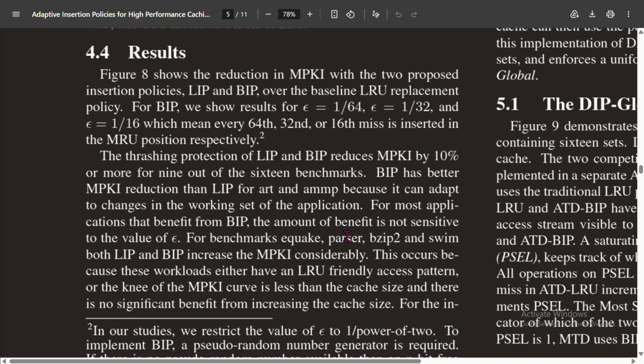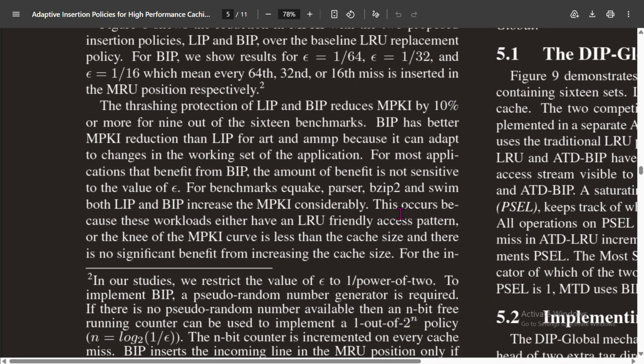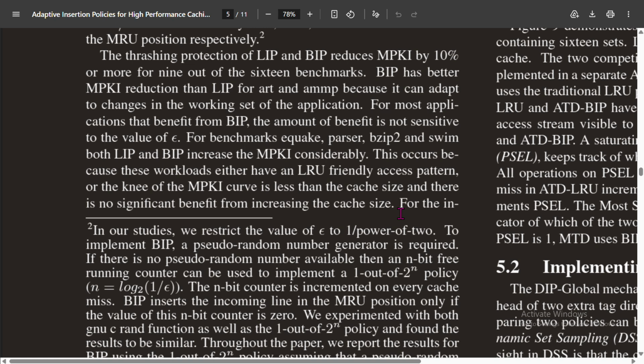The thrashing protection of LIP and BIP reduces MPKI by 10% or more for 9 out of 16 benchmarks. BIP has better MPKI reduction than LIP for ART and AMMP because it can adapt to changes in the working set of the application. For most applications that benefit from BIP, the amount of benefit is not sensitive to the value of epsilon.